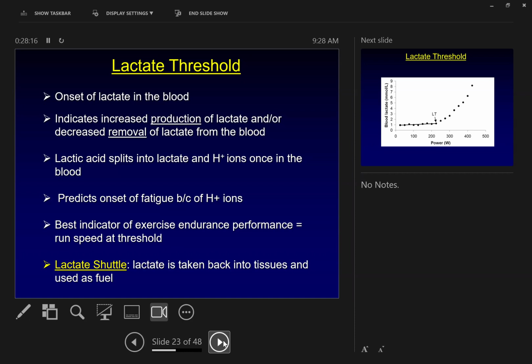And this is really important. You are always making some lactic acid. Remember, all the pathways, all the time. You're always making some.